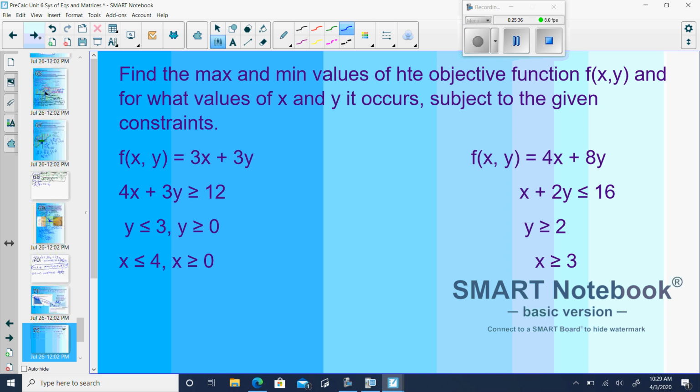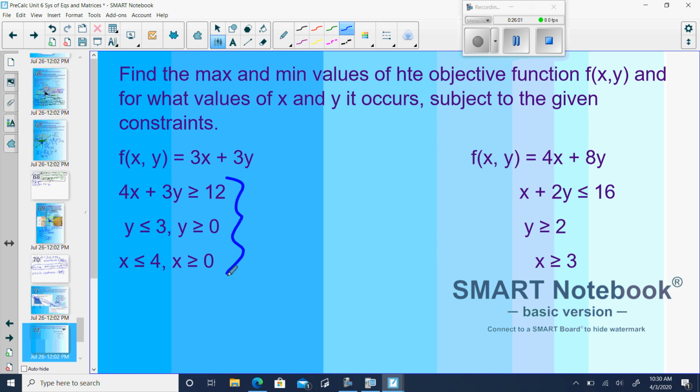So how does that translate to some sample problems? Well, let's take a look at these. 4x plus 3y is greater than or equal to 12. All right, y is less than or equal to 3, greater than or equal to 0, x is greater than or equal to 0, or less than or equal to 4. Oof, a lot of constraints. That's okay. Let's work through those.